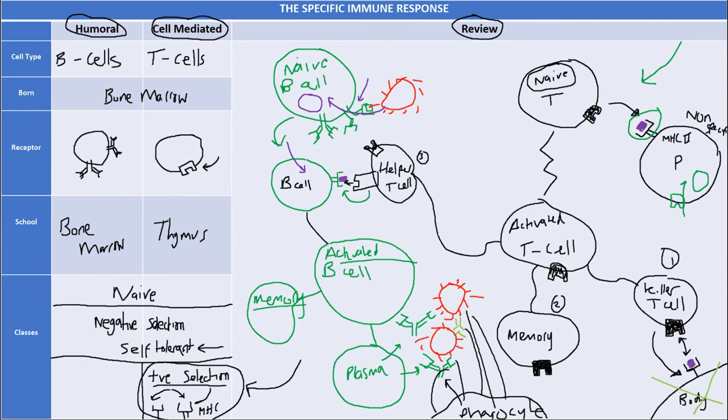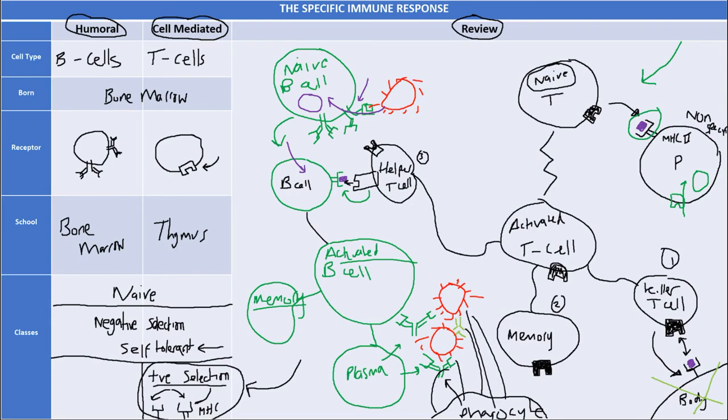And as you can imagine, the specific immune response, like we said in the early videos, takes a bit of time to get into motion. The non-specific system is there, it's immediate, it's fast, but it's less powerful. This takes days, sometimes weeks, but once it's in operation, it's like a nuclear reaction and it completely destroys anything that's not meant to be there.